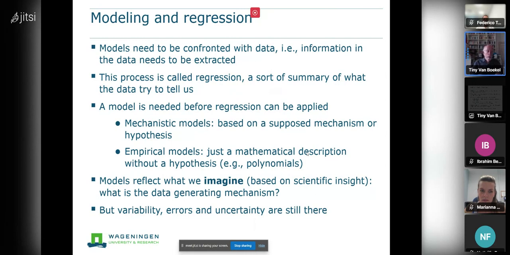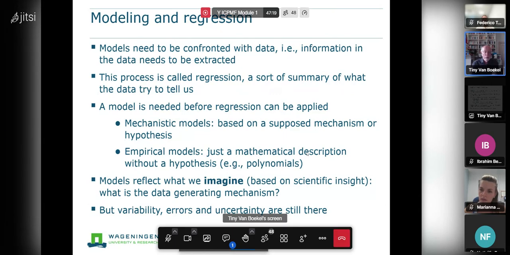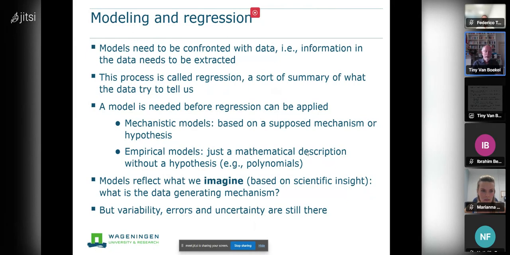But there are also cases where we do not really know what is happening. So you can also think about other types of models, which I call here empirical models, which give you just a mathematical description. There's not a hypothesis behind it. It just fits the data. Polynomials are one example of that. They are quite frequently used also in science, but you should realize that they are just mathematical fits, and there's no theory behind it.